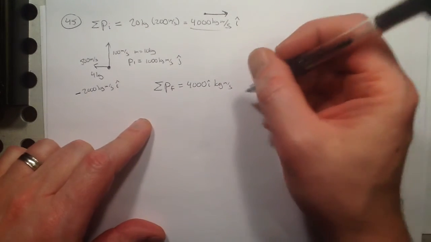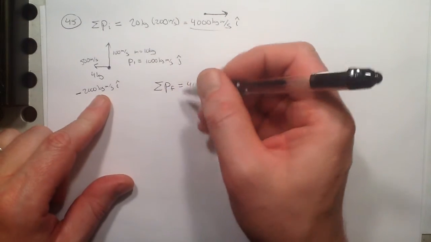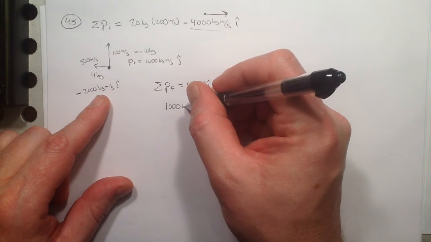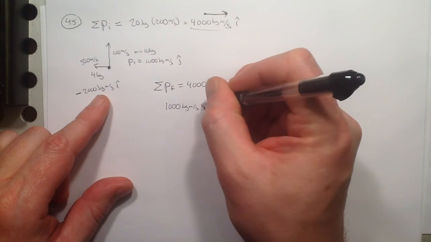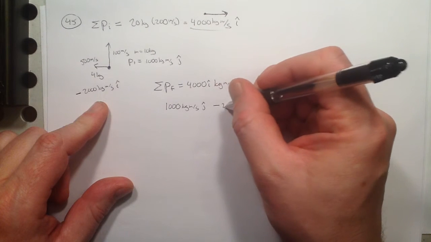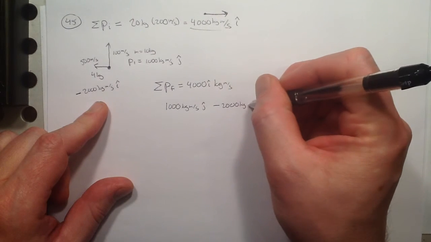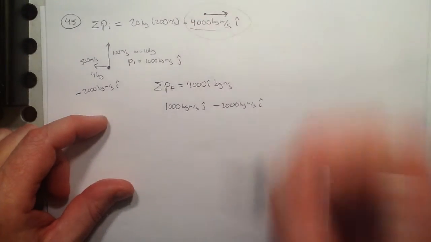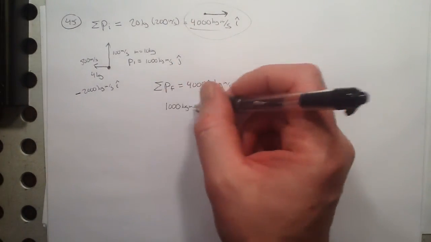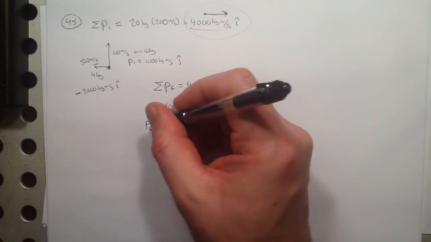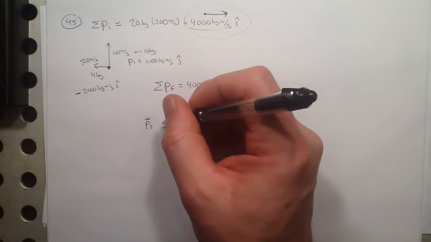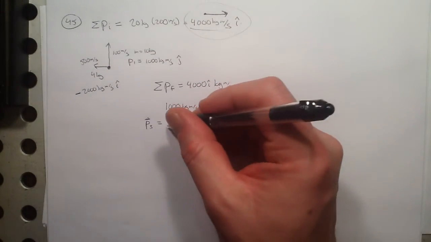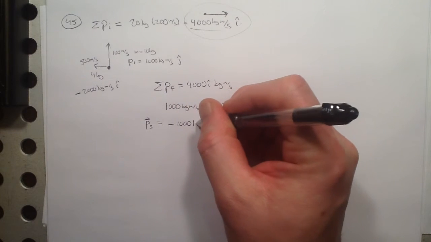And the pieces, let's see what they have. I've got 1,000 kilogram meters per second J minus 2,000 kilogram meters per second I. And I need it to add up to this, right? So this I need to cancel. So the momentum of my third piece, I've got to get rid of all that J, right? We don't have any J here. So it's going to have to cancel that out.